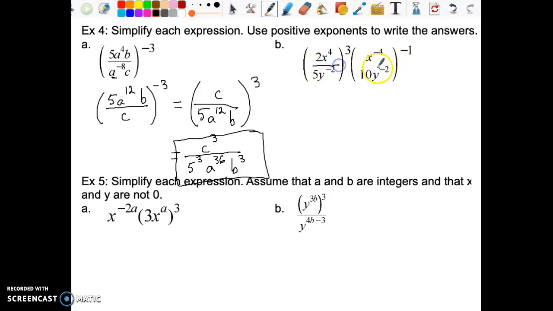Again, all of these kind of got ruined for me. So maybe I'll show you that method. Is distribute that 3 in. So you got 2 cubed, x to the 12th.